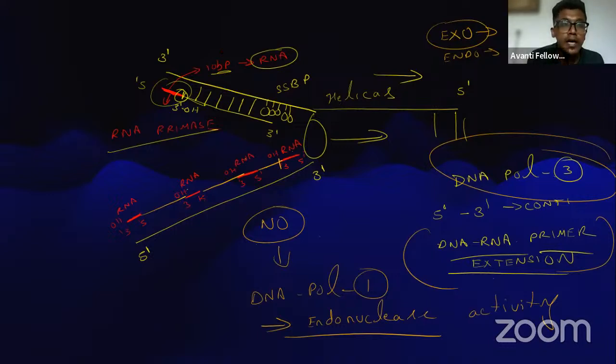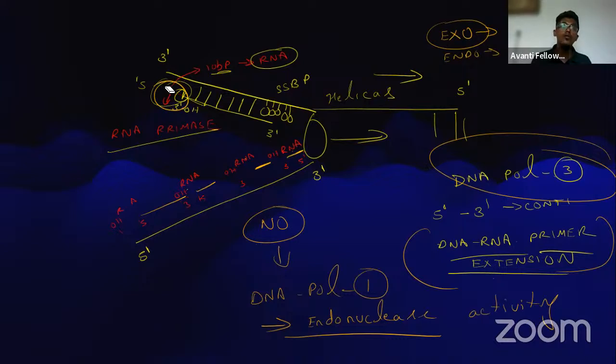What it will do is it will remove these RNA primers through exonuclease. It will start removing this RNA primer. So let's start removing this RNA primer. Who does this? Oh, sorry, I removed everything. DNA polymerase 1 has removed all the RNAs. Even this primer is removed.